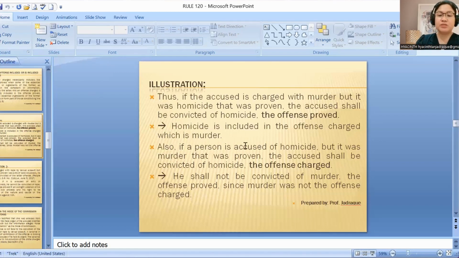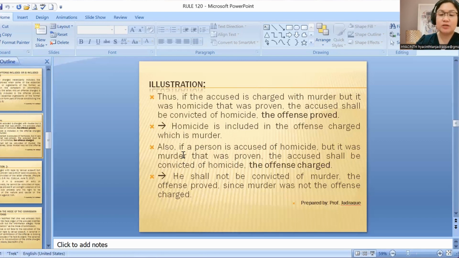Also, if a person is accused of homicide, but it was murder that was proven, the accused shall be convicted of homicide, the offense charged. Why? Remember that the offense charged was only homicide. This presupposes that the prosecution did not state any qualifying circumstances in the information, even if the prosecution was able to prove murder, because during trial, it was able to prove a qualifying circumstance.